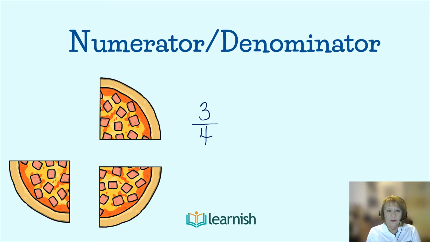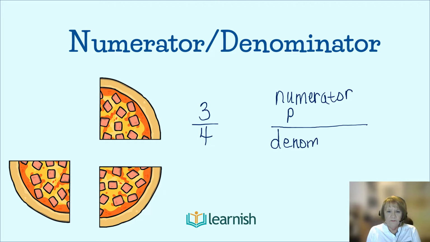The 3 represents the numerator, and it's the number on top. You can remember that it goes on top because you can write up using numerator up on top, and the 4, how many pieces you had altogether, or how many it's divided into, is the denominator. And you can write the word down with denominator because it belongs down below. Numerator goes on top, denominator is down on the bottom.